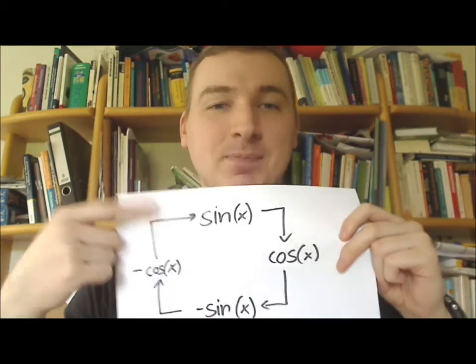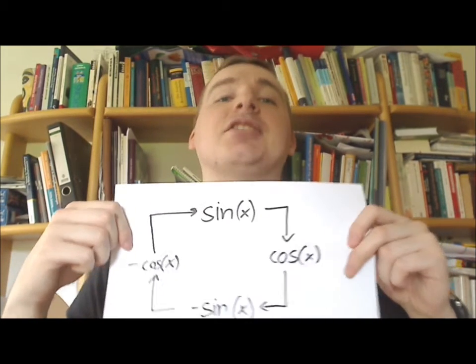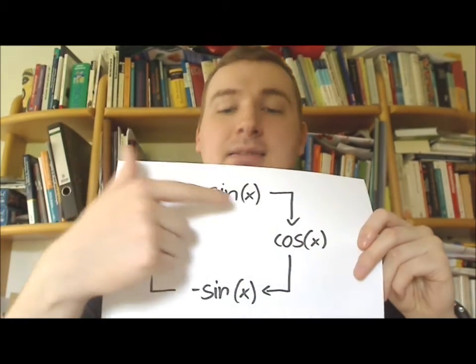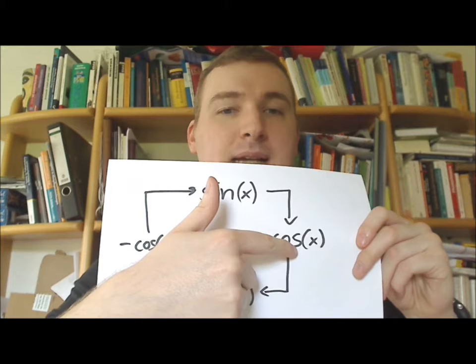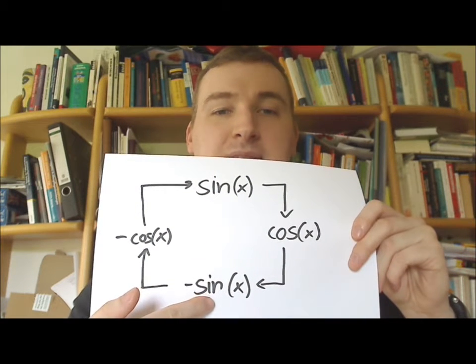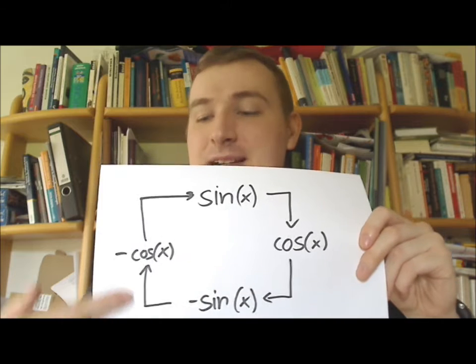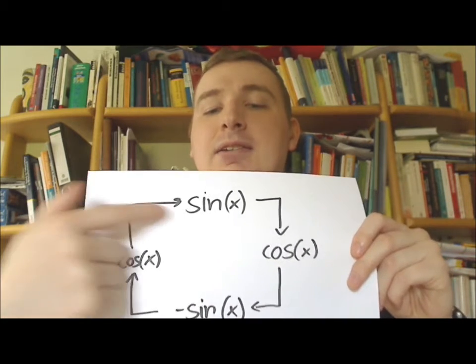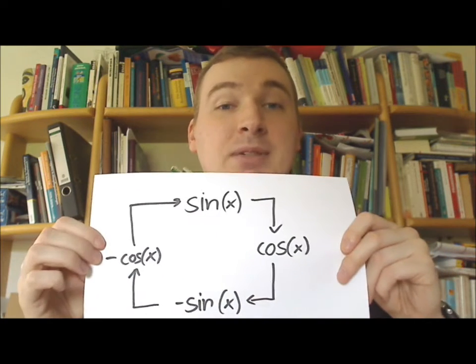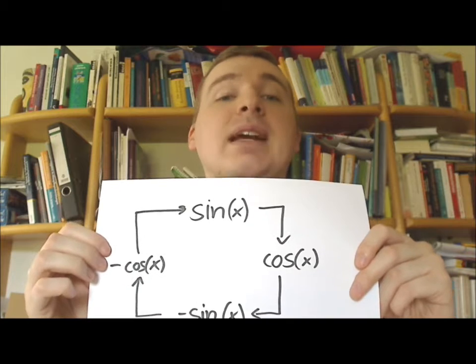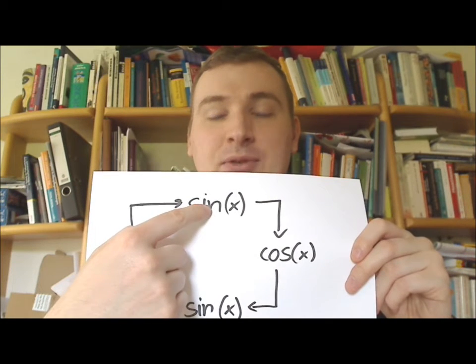Sine, but this is differentiation. So when you differentiate sine, it becomes cosine. When you differentiate cosine, it becomes minus sine. When you differentiate minus sine, it becomes minus cosine. And again, when you differentiate minus cosine, you end up at the beginning where we started, with sine. And when you integrate, you just go the other way around.